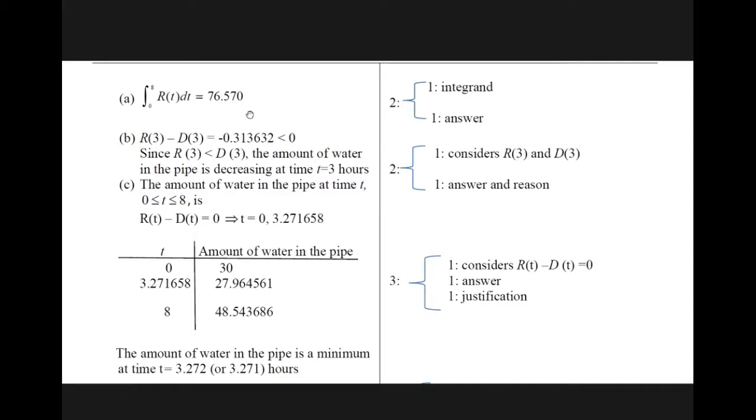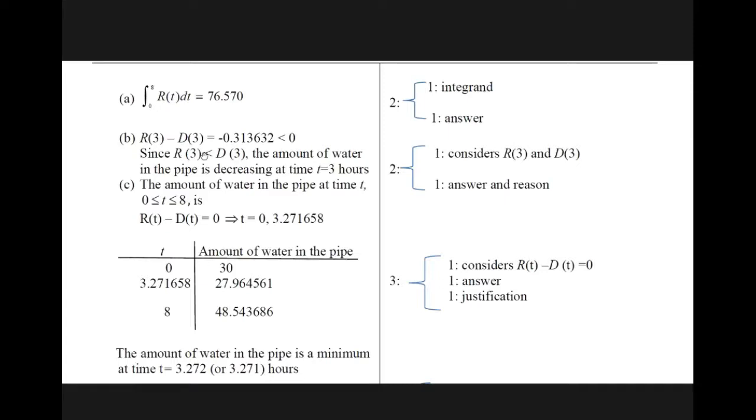Okay, part B is the amount of water in the pipe increasing or decreasing at time t equals 3. So in order to determine if it's increasing or decreasing, I needed to know what the value of the water was. So that was R of 3 minus D of 3, which is negative. Since it's negative and less than 0, that would mean that R of 3 is less than D of 3. Therefore, it is decreasing at time t equals 3.